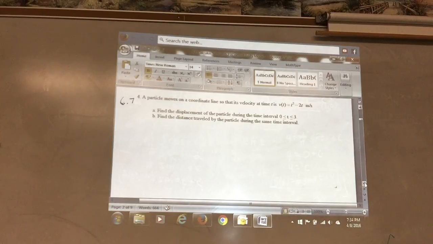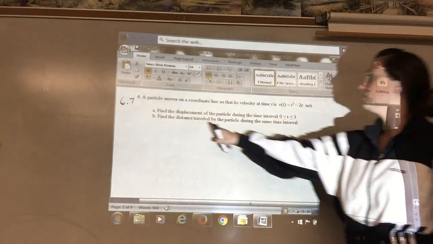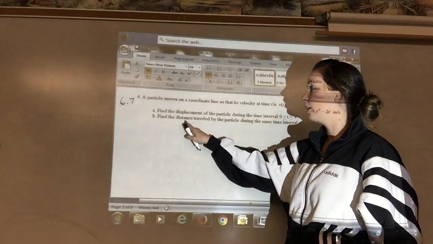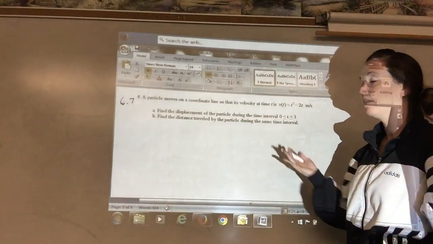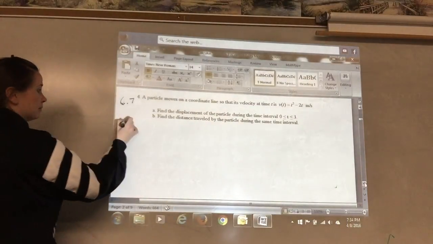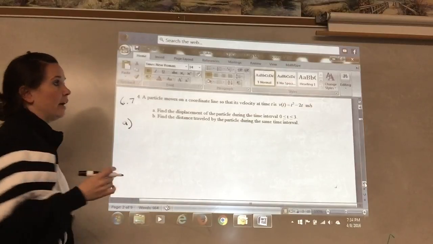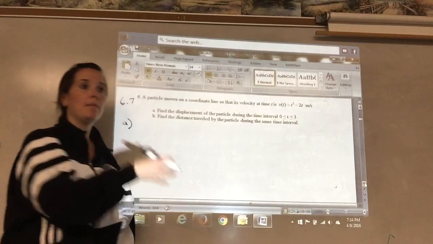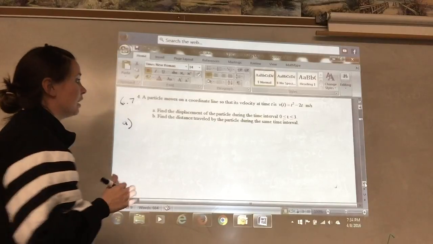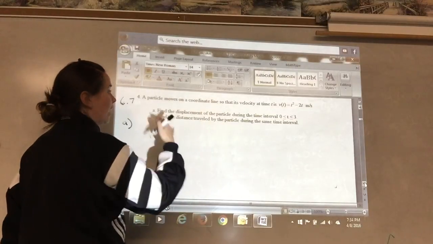A particle moves on a coordinate line so that its velocity at time t is the function given. Part A, we're going to find the displacement. Of course, they give me my interval. And part B, they're going to ask me the distance. So there's my two things, like I said. Displacement, think: I go to ShopRite, I come home. Displacement is 0. That's the net. I just have to simply take the integral, and I'm finished.